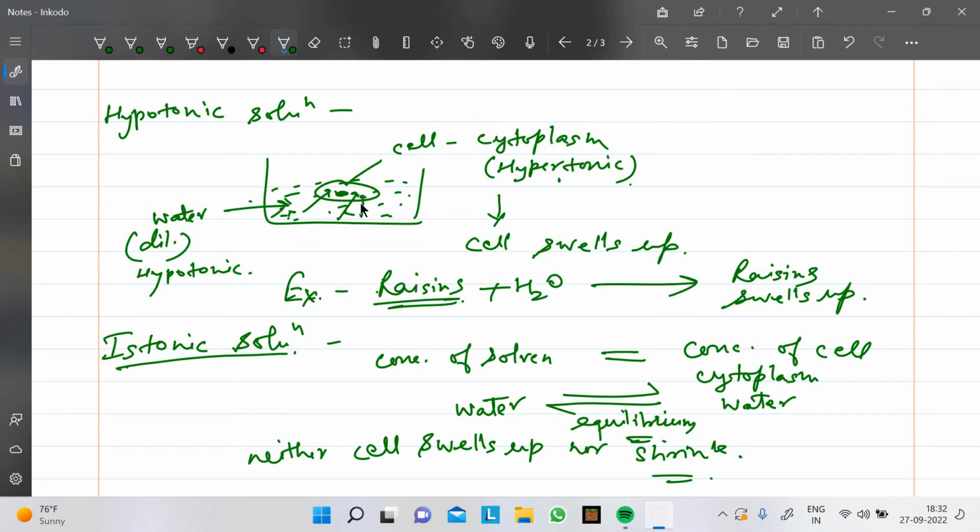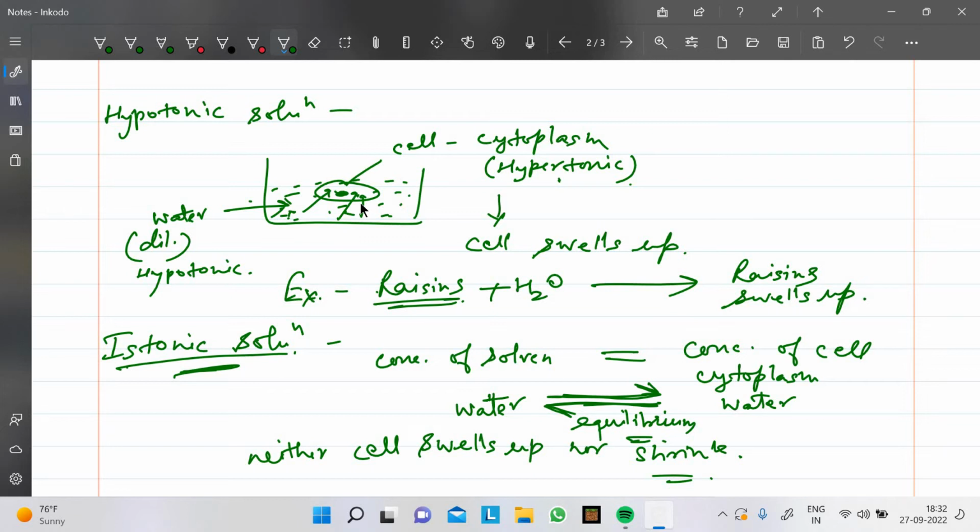Clear? When we put a cell in isotonic solution, net flow of water is zero. We can say that the water now is in dynamic state of equilibrium. जितने वाटर मॉलिक्यूल बाहर से अंदर जाएंगे उतने ही अंदर से बाहर आ जाएंगे. So net movement zero हो गया, तो cell neither swells up nor shrinks. So these are three types of solutions with respect to the cell cytoplasm: hypertonic, hypotonic and isotonic solution.